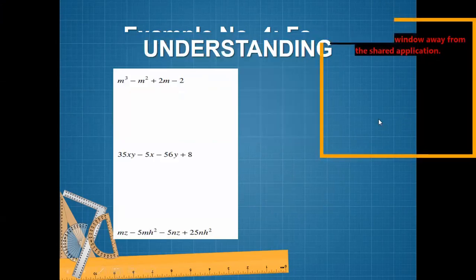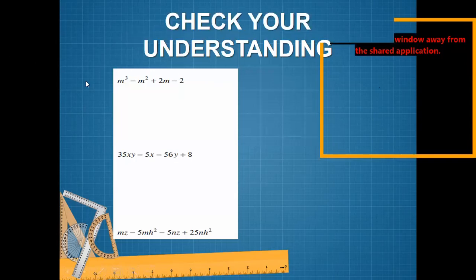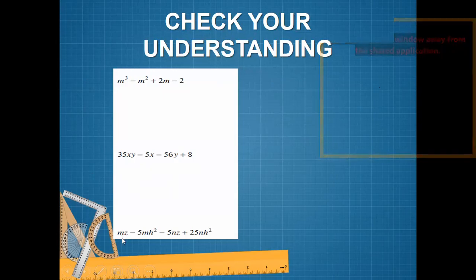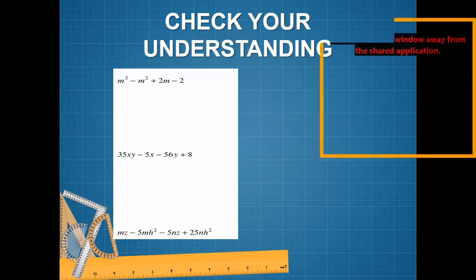Okay, let's check our understanding for this particular problem. We're going to factor out n cubed minus n squared plus 2n minus 2, 35xy minus 5x minus 56y plus 8, and mz minus 5nh squared minus 5mz plus 25nh squared. If you need more time, you need to pause the video.